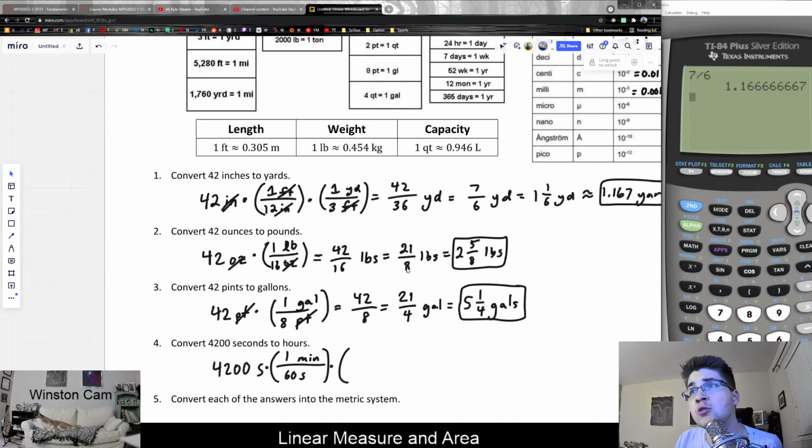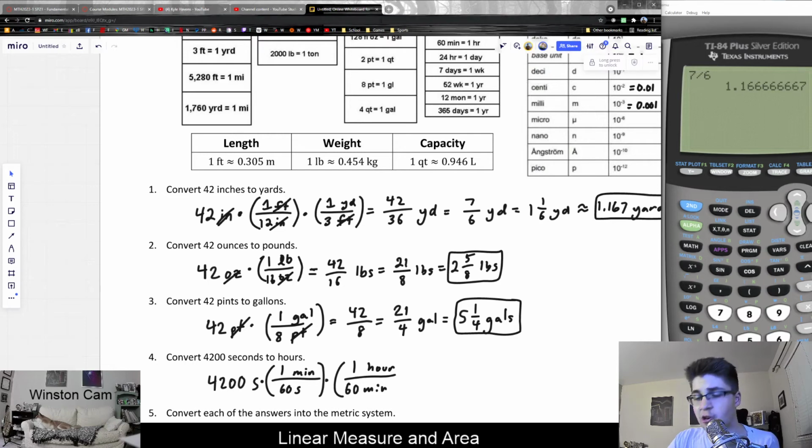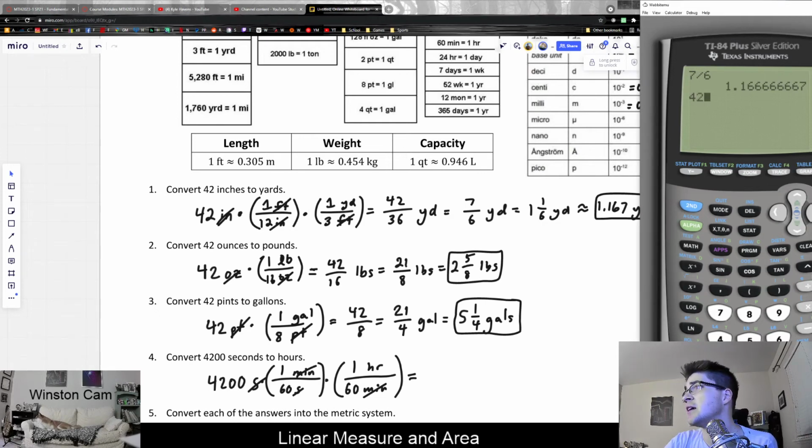Then if I wanted to go into hours, well, again, we know that there's 60 minutes to an hour. So I want to put 60 minutes on the bottom, 1 hour on top. And the abbreviation for hour is typically HR. So we'll use abbreviations for the most part. And again, basically, what I've concluded is that I need to divide by 360 because the seconds will cancel there, minutes will cancel there, and my answer should be in hours after all is said and done. So 4,200 divided by 36.